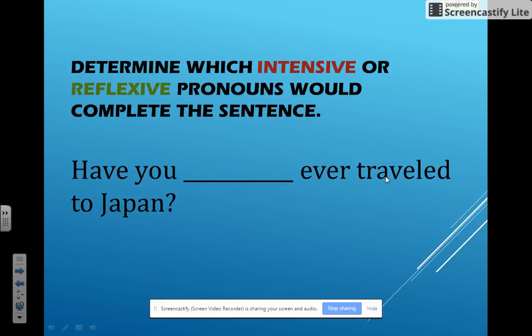Have you blank ever traveled to Japan? You is a second person pronoun. I need a second person self pronoun, so you yourself, and that would work.